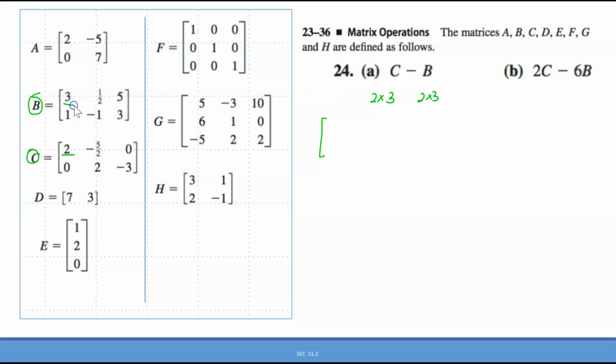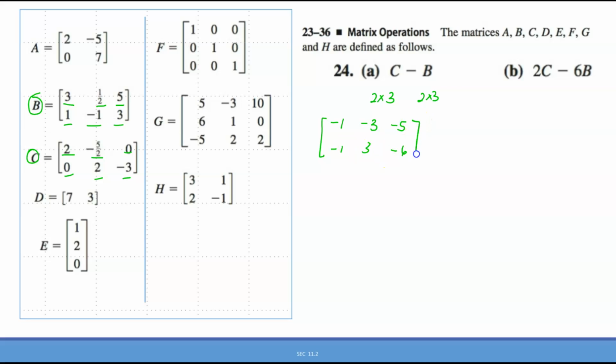C minus B. So 2 minus 3 is going to give us a negative 1. Negative 5 halves minus 1 half is a negative 6 halves. Negative 6 over 2 reduces to negative 3. 0 minus 5 is a negative 5. 0 minus 1 is a negative 1. 2 minus a negative would make that a plus. 2 plus 1 would give us a 3. And then a negative 3 minus 3 would give us a negative 6.